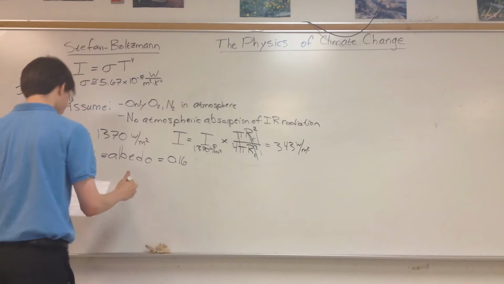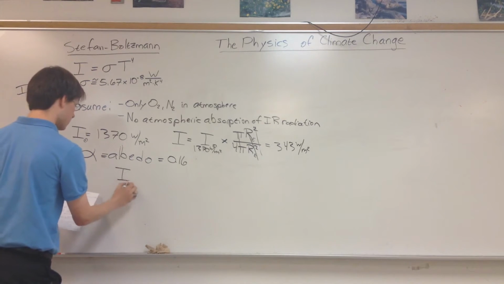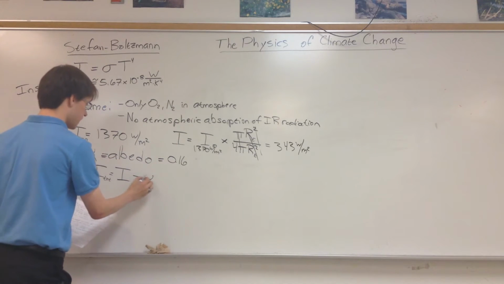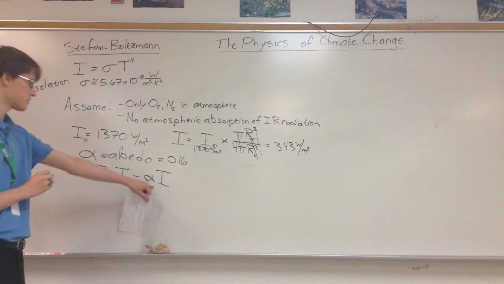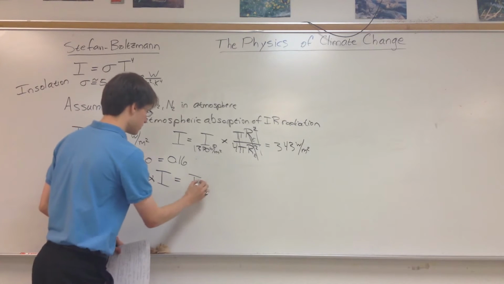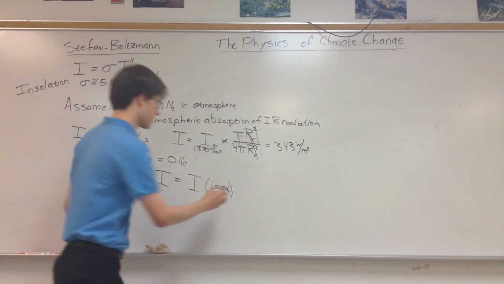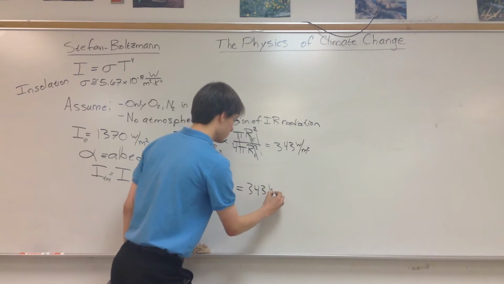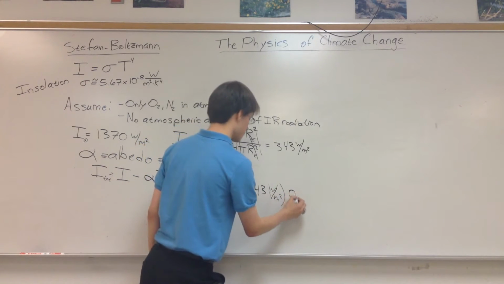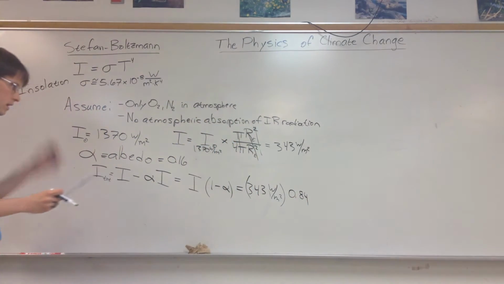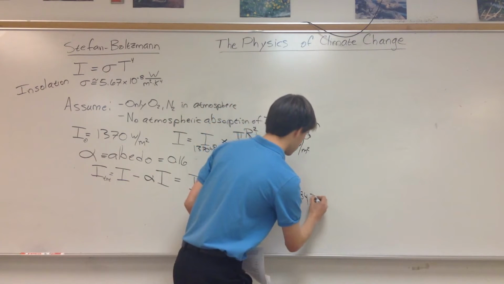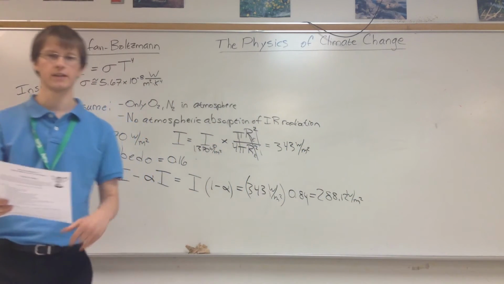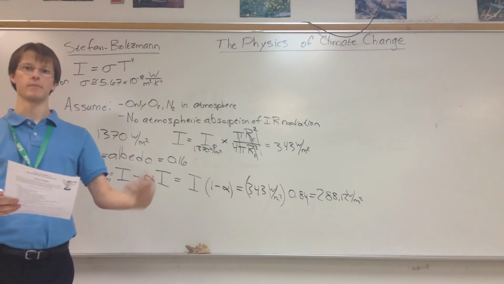So what we're going to have is I total equal to I minus alpha times I. Right, 16% is reflected, and the total amount that the Earth is going to feel is I times 1 minus alpha. So this is equal to 343 watts per square meter times 0.84. And if we calculate that, this is equal to 288.12 watts per meter squared. Okay? So this is how much the Earth is actually feeling that's going to contribute to the Earth heating up and getting a temperature.